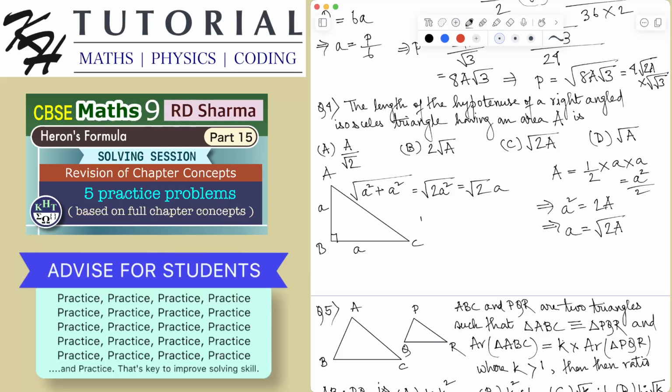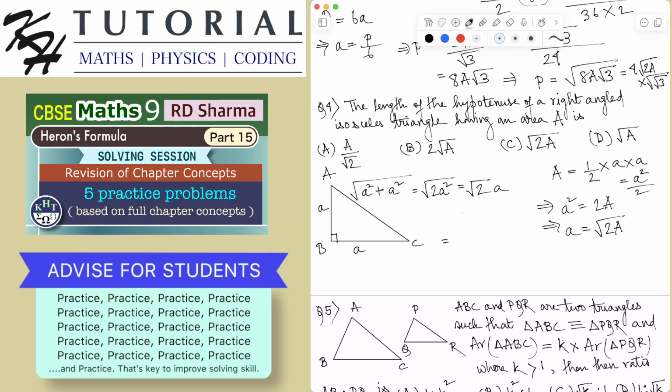So now the perimeter is equal to a plus square root of twice A, which is... we are not asked to find the perimeter, but the question is asking to find the length of the hypotenuse. So the length of the hypotenuse is square root of 2 into a.